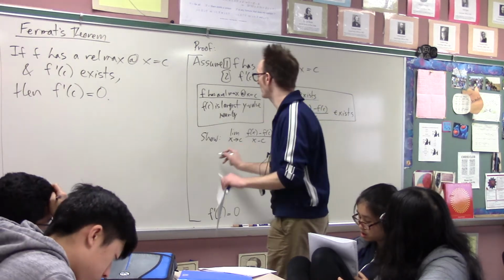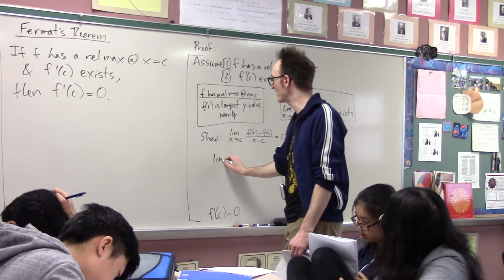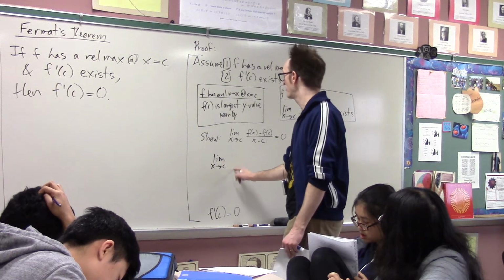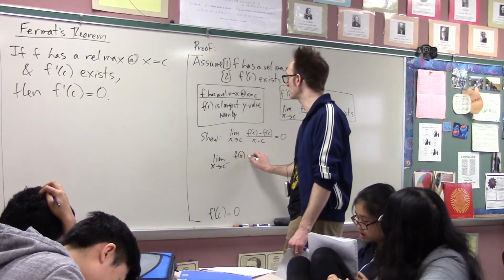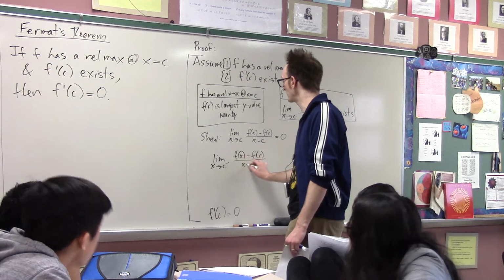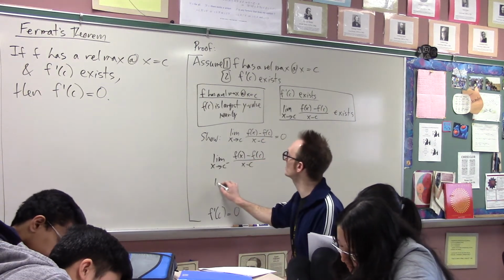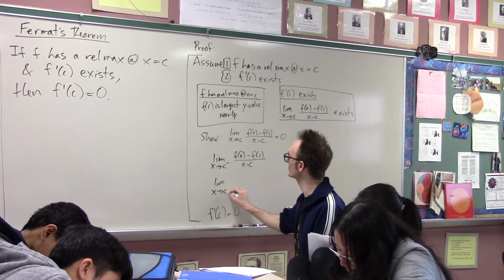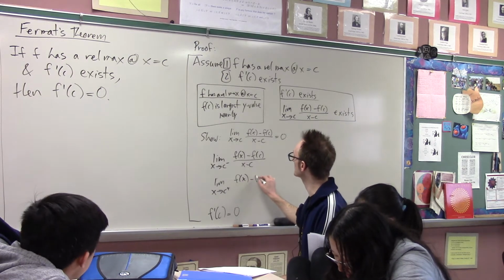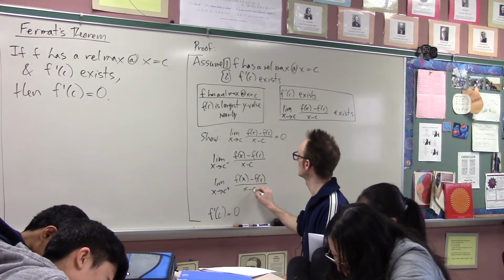That suggests that we should consider the limit as x approaches c from the left of f of x minus f of c over x minus c. And we should consider the limit as x approaches c from the right of f of x minus f of c over x minus c.